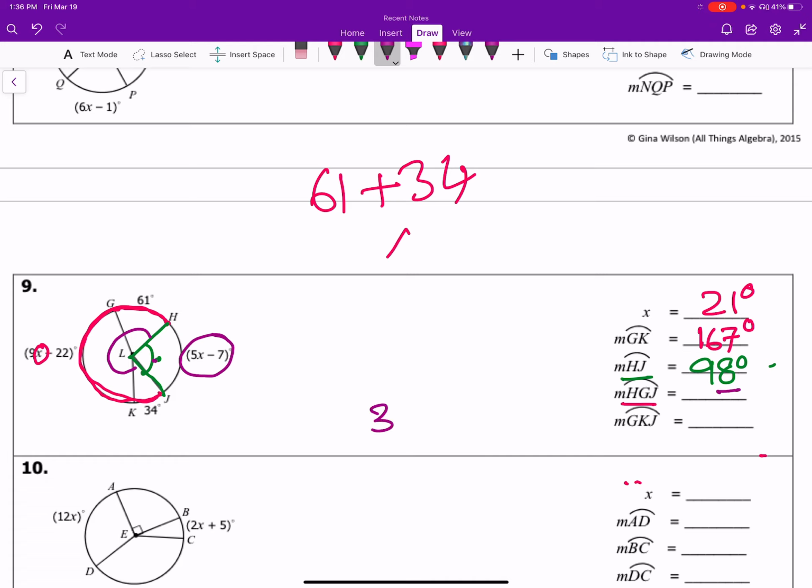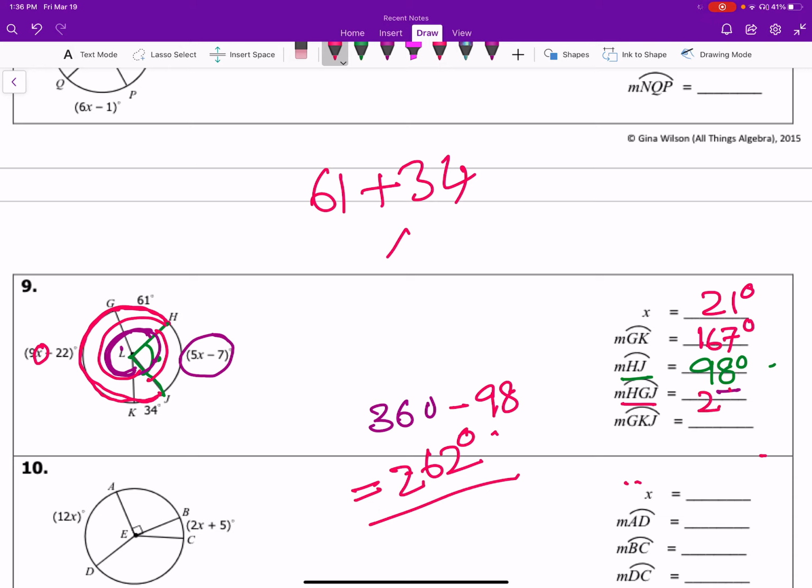So from 360, because this will represent the whole thing. So the whole thing is 360. If I subtract this one, I'm going to get this one. So 360 minus 98, subtracted. So I get HGJ, and that should be 262 degrees.